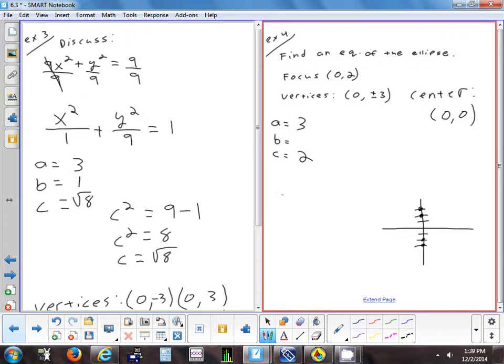And then B. Oh, we need B. Let's find it. So C squared equals A squared minus B squared. Subtract 9. 4 take away 9 gives me negative 5. Negative on the left, negative on the right, that cancels out. And we get B squared. You don't really need B. We need B squared. Okay? But if you wanted B, it's the square root of 5.